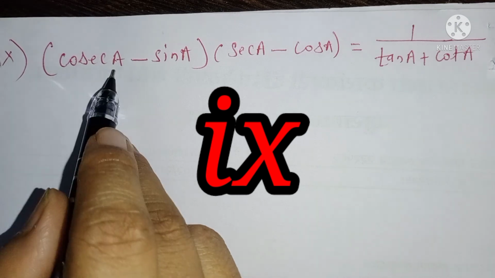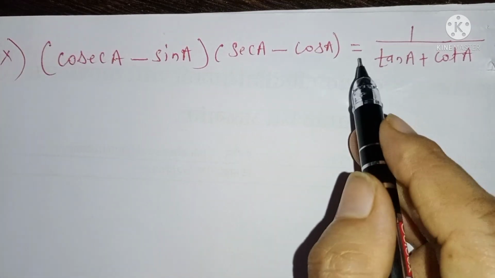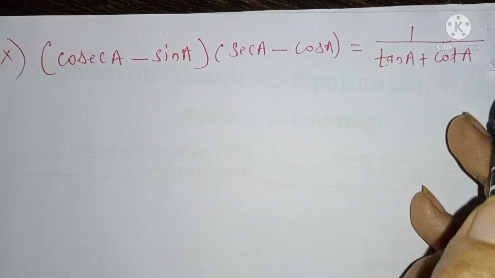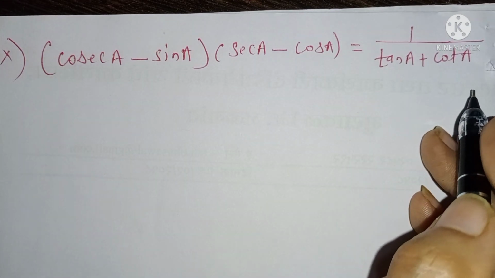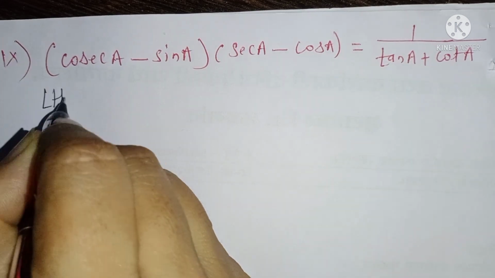Now let's begin the 9th sum. LHS is (cosec a - sin a) in one bracket, (sec a - cos a) in another bracket, is equal to RHS, which is 1 upon (tan a + cot a). A hint is provided to us in the textbook: solve RHS and LHS separately. So let's solve LHS first.